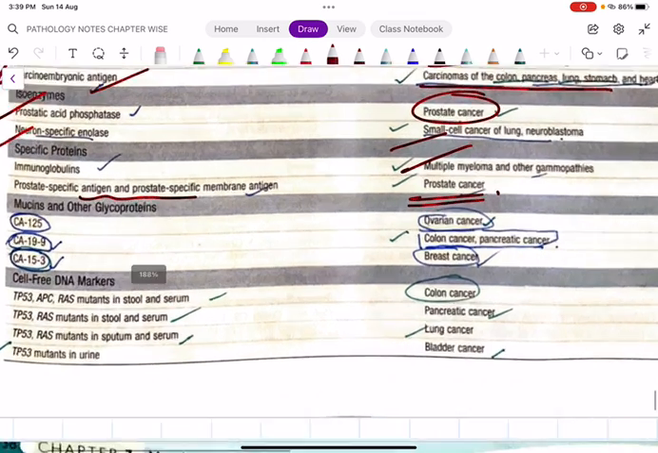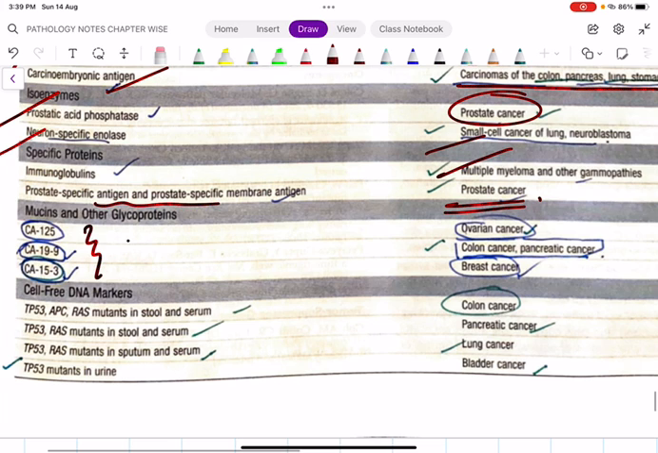Here comes a very important question. You should remember these three things. Every year they will ask an MCQ. CA125 is in ovarian cancer. CA19-9 is in colon and pancreatic cancer. CA15-3 is in case of breast cancer.